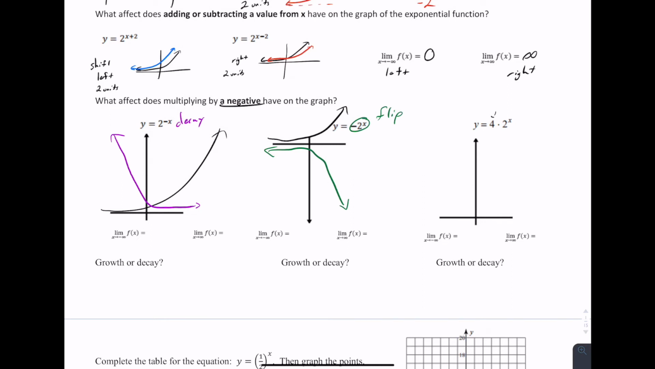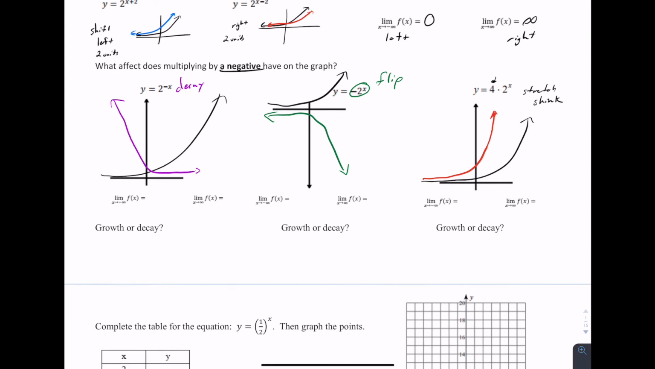And then when you put a number in front, that is a stretch or a shrink, depending on whether the value is bigger or smaller than 1. So this one would be, I think it's a shrink, but it just goes up faster. Sorry, hold on. If this is the original, then the new one would look like this. It would go up way faster.